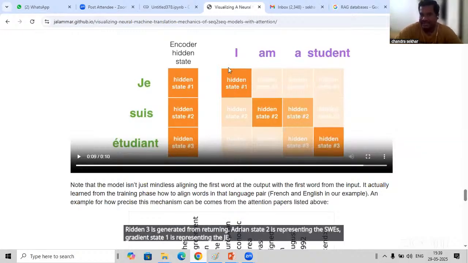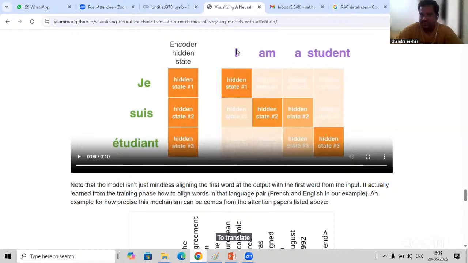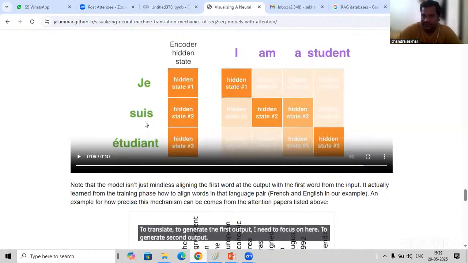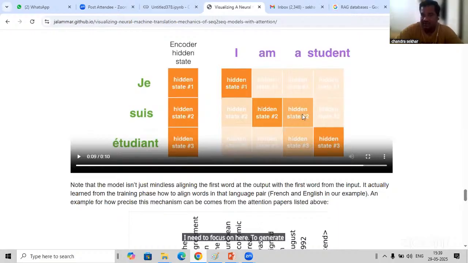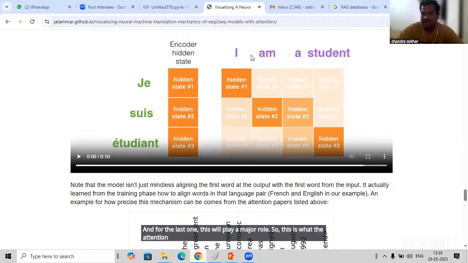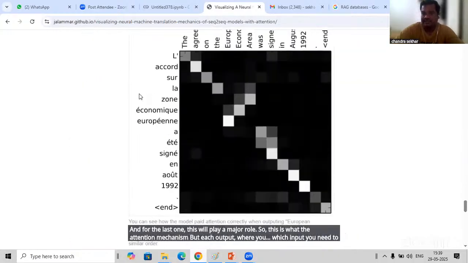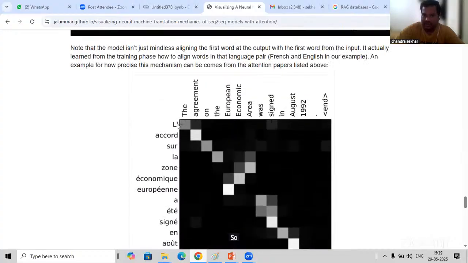So to generate the first output, I need to focus here. To generate the second output, I need to focus here. To generate the third output, these two will play a major role, 2 and 3. And for the last one, this will play a major role. So this is the attention mechanism: for each output, which input you need to look into.